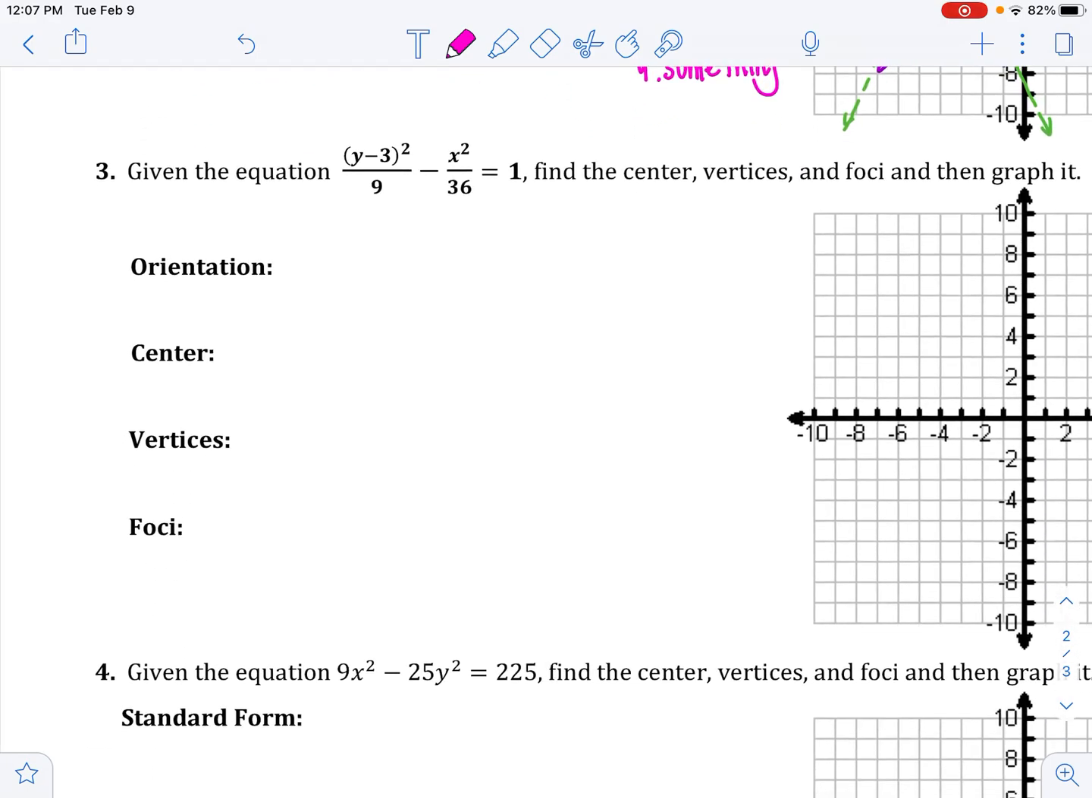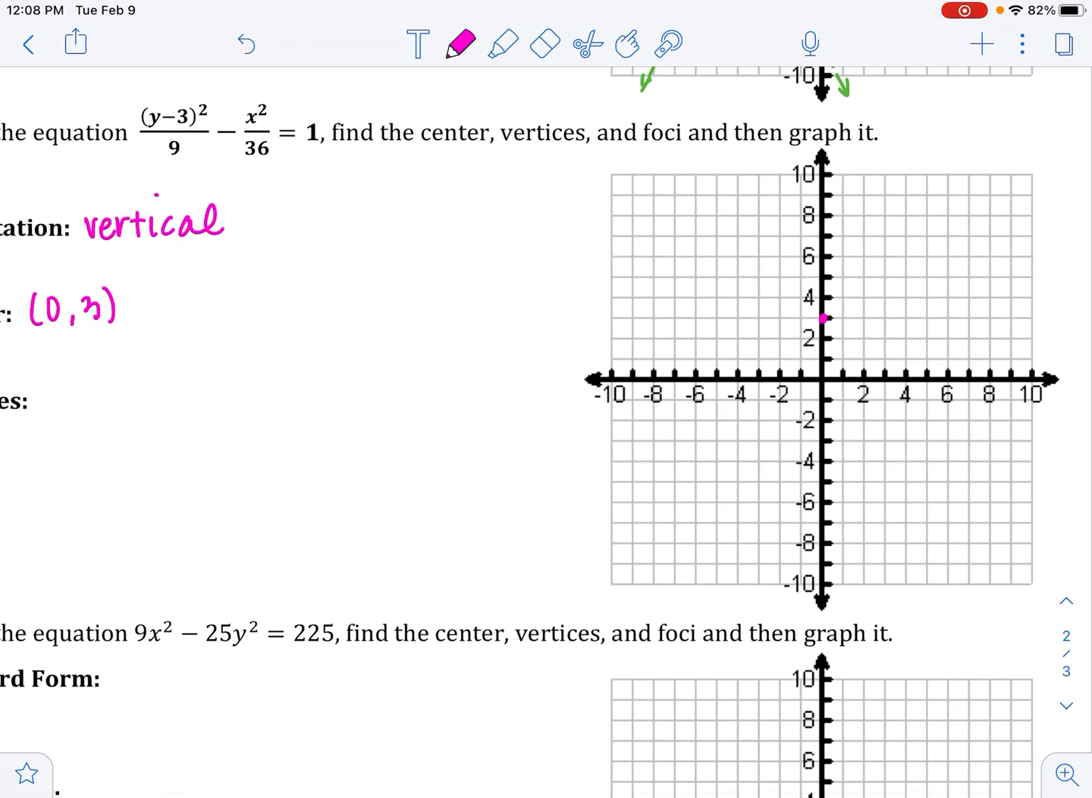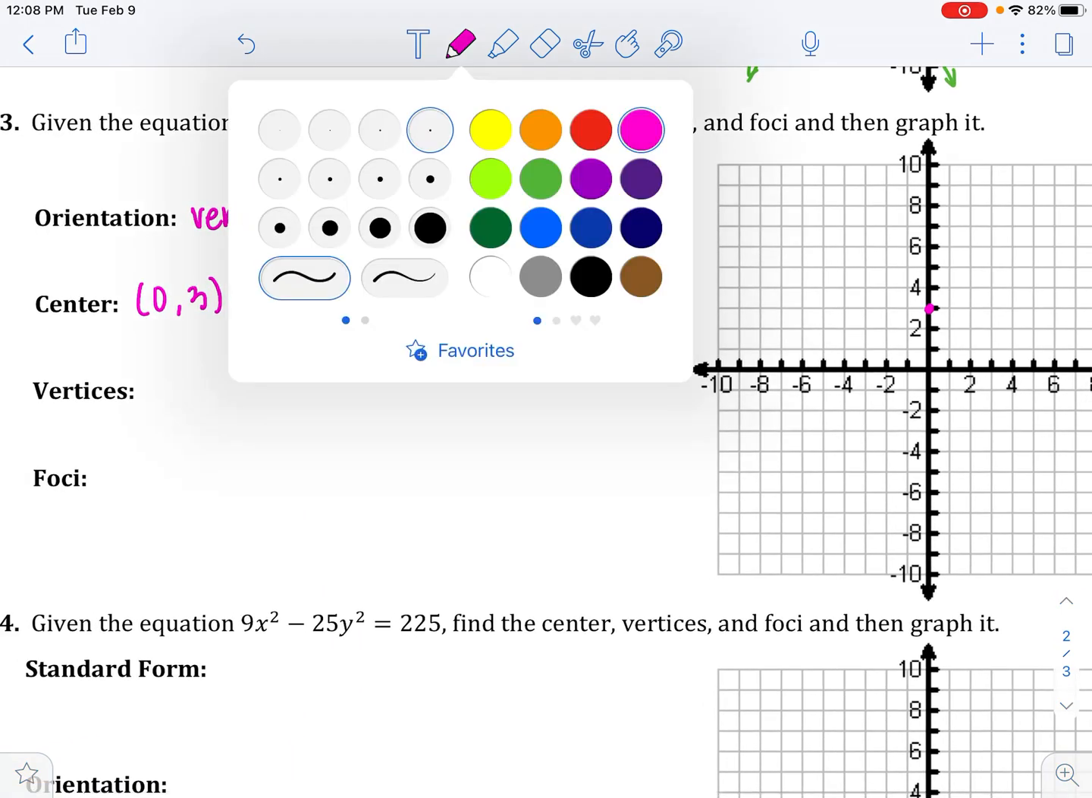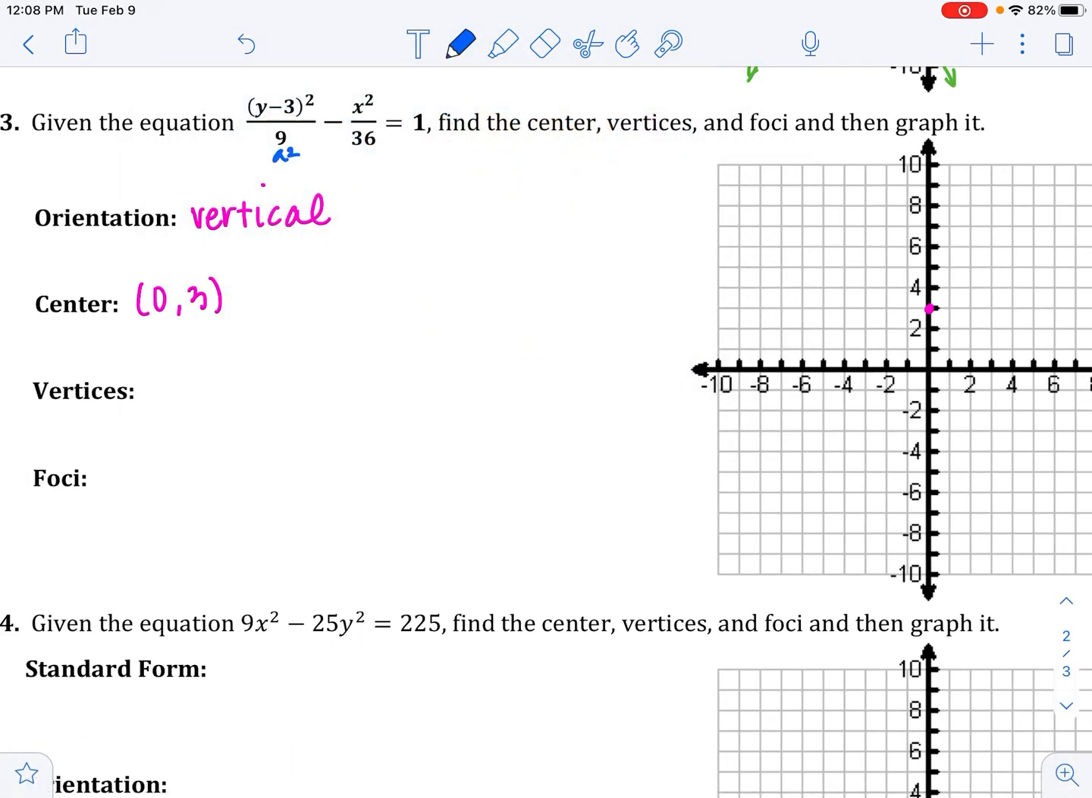All right, next one. I need the orientation. It's subtraction, so I know it's a hyperbola. Y then x, so it's vertical again. My center is 0, 3. Over 0, up 3. All right, now I need to find my vertices. This is A squared, this is B squared. A squared is 9, so A is positive and negative 3. Since I'm going vertical, I'm going to go up 3, 1, 2, 3, and down 3, 1, 2, 3, and those are my vertices. My vertices are at 0, 0, and 0, 6.